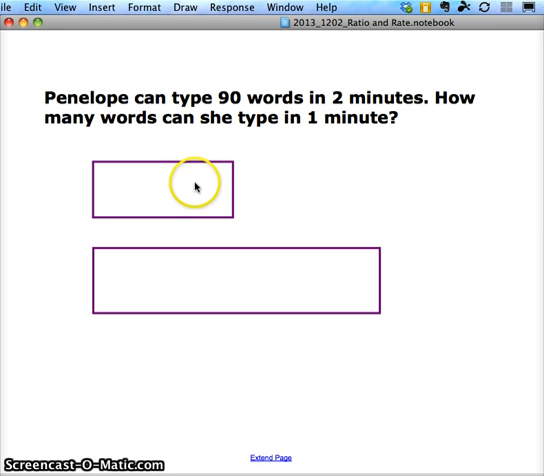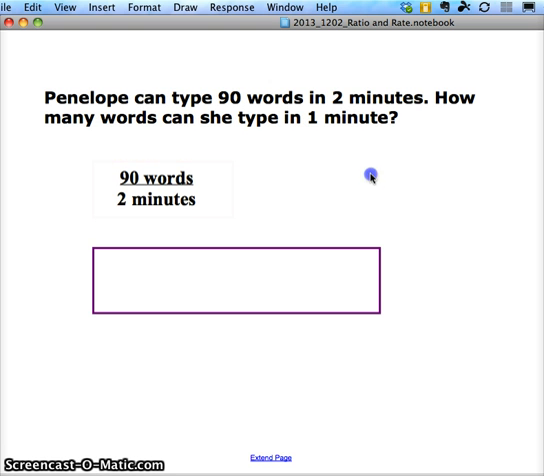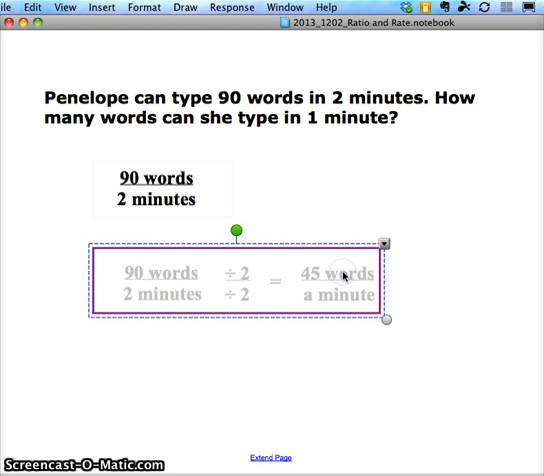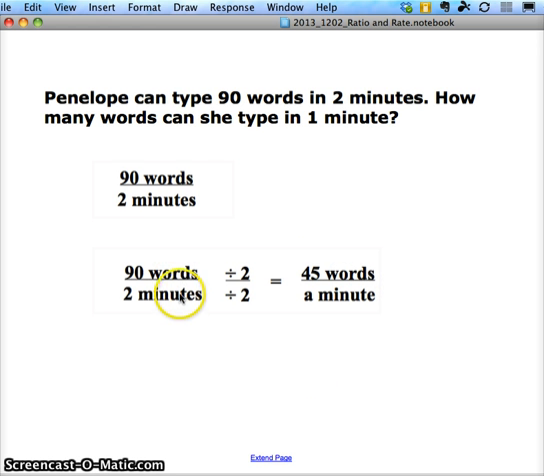Okay, let's check. Penelope can type 90 words in 2 minutes. Yep, you're right, 90 words over 2 minutes. Now to determine the unit rate, how many words she can type in 1 minute. Okay, we're back. Yes, divide the numerator and denominator by 2 because we want 1 minute, and it's 45 words per minute. Well done. Let's try another one.